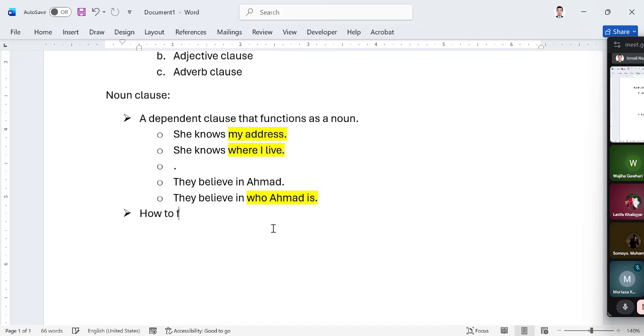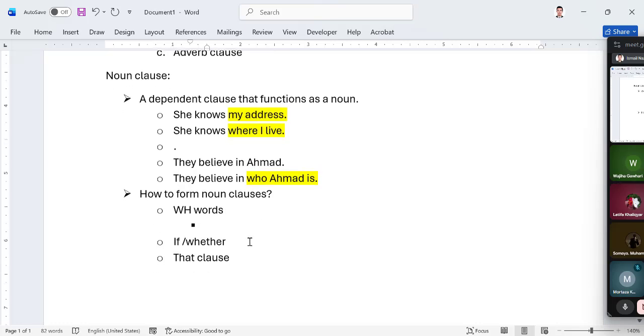Now the question is how to form noun clauses. How to form noun clauses, that's the thing. We can form noun clauses through three ways. We may have WH words. We may have if or whether. If or whether, we can use them. And we can finally add that. It is also called that clause. So in these three ways, we can form a noun clause. First of all, with WH words.